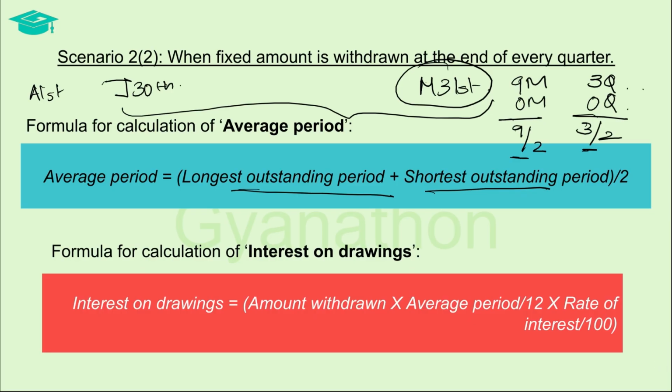For calculating the interest on drawings, first we see what is the total amount withdrawn for all the 4 quarters put together. Then such total amount is multiplied by the rate of interest and further multiplied by the average period as we have already calculated, and is divided by 12 if we take the average period in months as we have seen to be 9 by 2, or it is divided by 4 if we take the average period in terms of quarters as we have seen to be 3 by 2.